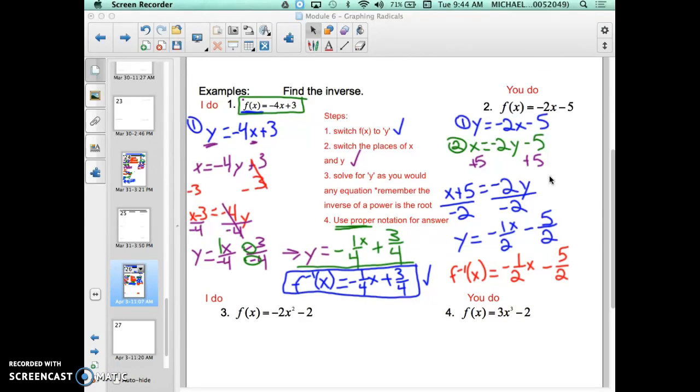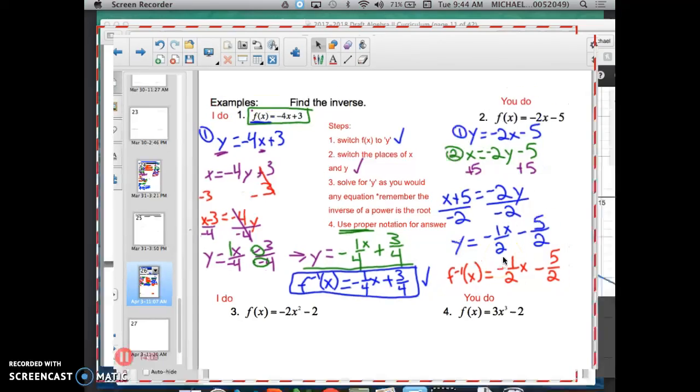Alright, at this point you should have paused the video and tried this one on your own. And here's the work I did to solve and find the inverse for this number 2. f of x equals negative 2x minus 5. The inverse I wrote down in red down here. f inverse of x equals negative 1/2 x minus 5 halves. So I showed my work. If you did not get this for your answer, please raise your hand. And again, the answer is in red down here. And I will come by and check your work to make sure we're on the same process.